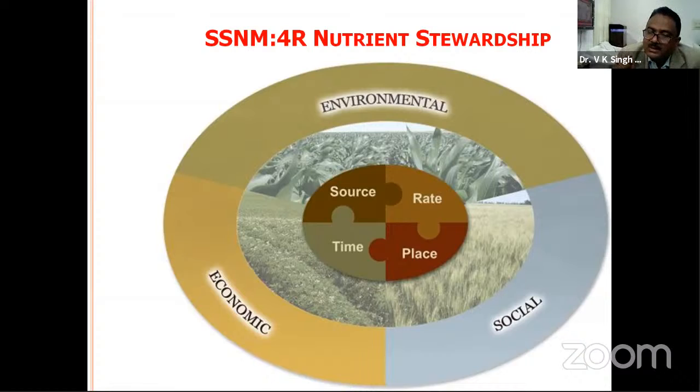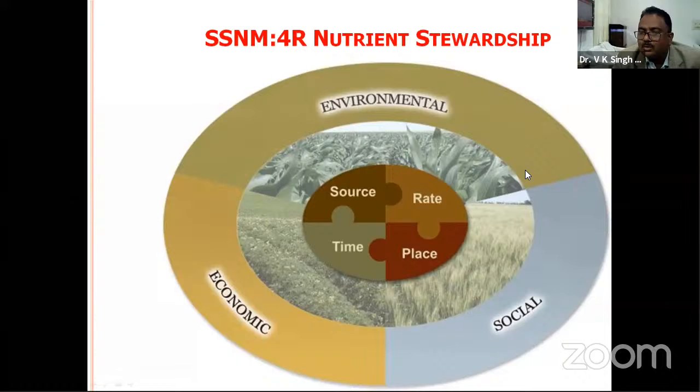And what is the place? Which place do we have to apply? Place means whether it should be basal, whether it should be top dressed, whether it should be basal plus top dressed in 2 to 3 splits, like that. What kind of spraying we have to do? So these 4 Rs make SSNM a complete nutrient stewardship. And if you miss anything out of it, there is an environmental concern, as I told, in terms of nitrous oxide; an economic concern, as productivity gets affected; and a societal concern is also there.